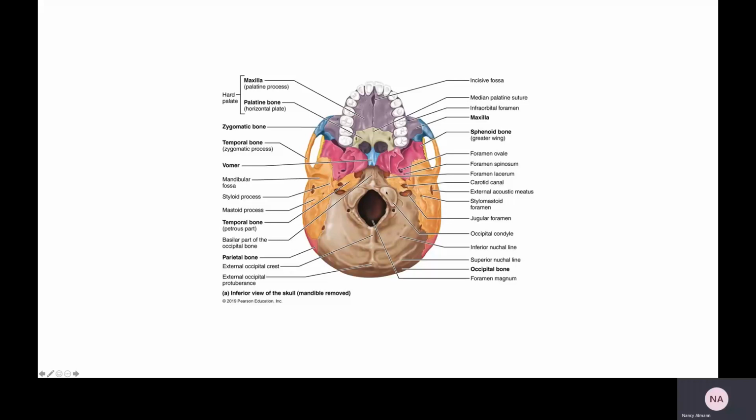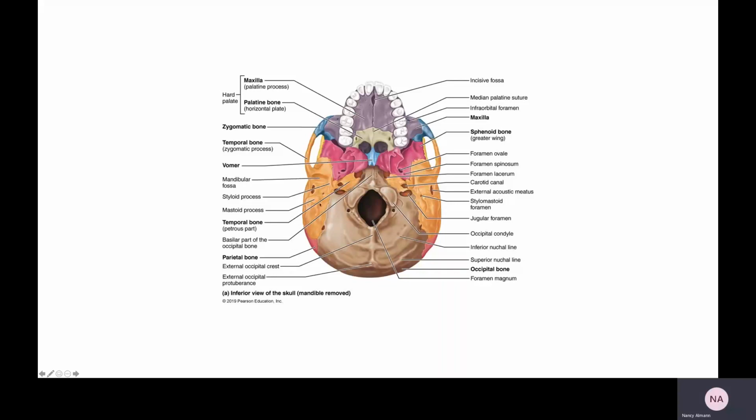These guys, these little rounded processes, which are known as condyles, C-O-N-D-Y-L-E, are the occipital condyles, and this is where the occiput, the base of your skull, is going to actually articulate with your first cervical vertebra. This is where your skull will articulate with your first cervical vertebra, the most superior bone of your vertebral column.